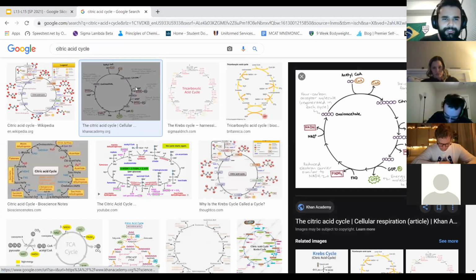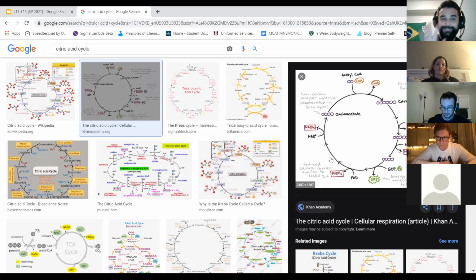Can you see my screen? I don't know if it's good. Okay. So you're going to see that oxaloacetate is present right here. And this is a huge cycle that you're going to learn in exam 3, not exam 2. I'm just showing it for reference. Oxaloacetate is very important for this cycle right here.